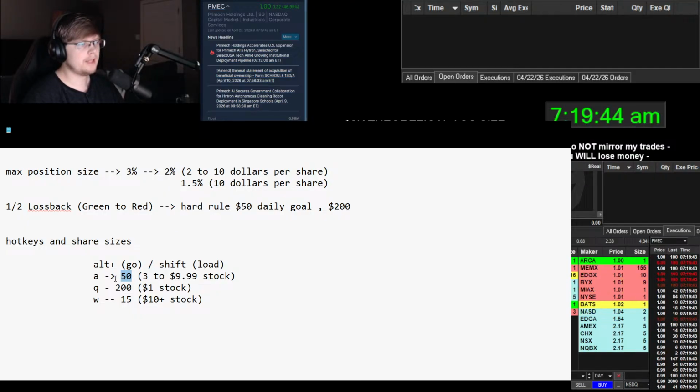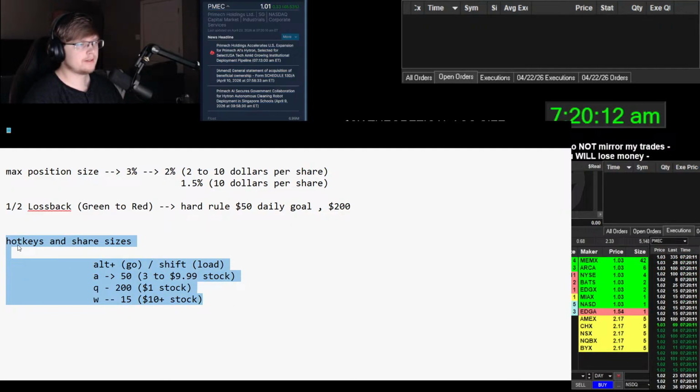and then keep in mind that I have additional button presses. But I don't really like trading $2 stocks as much in general anyways. They're kind of awkward. I don't really do well on them. So if I decide to trade one, I just have to keep that in mind. But overall, I don't really like trading them too much.